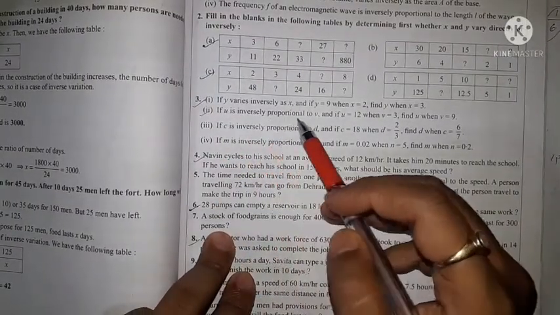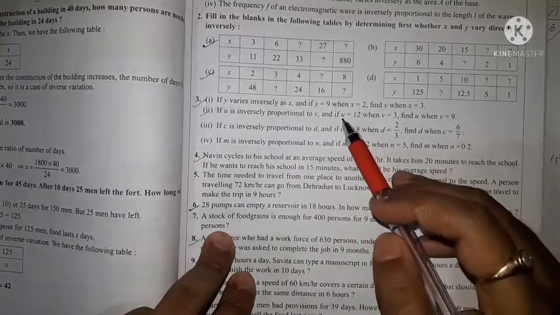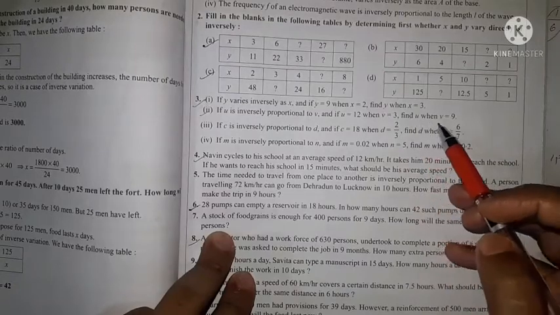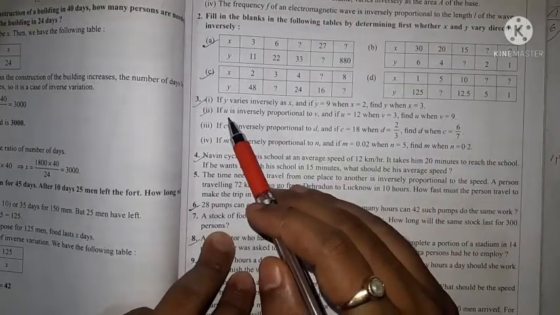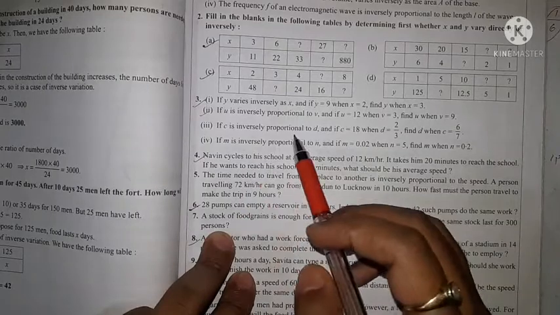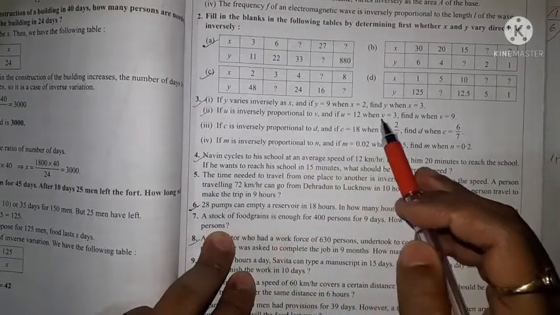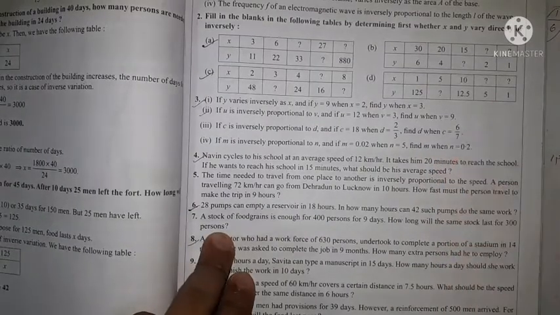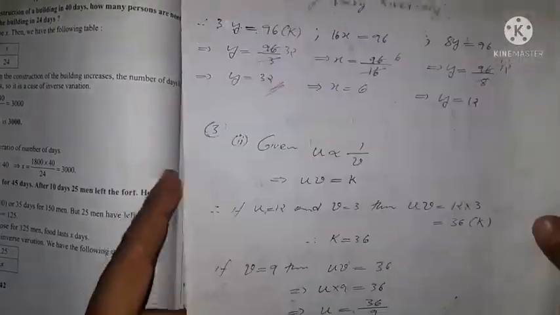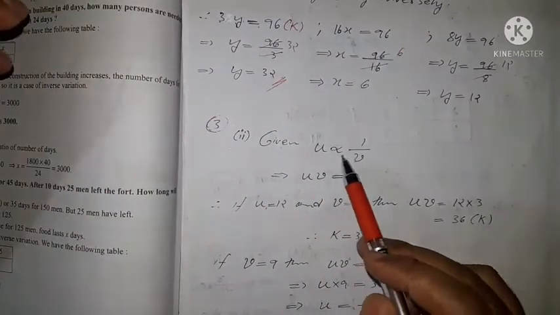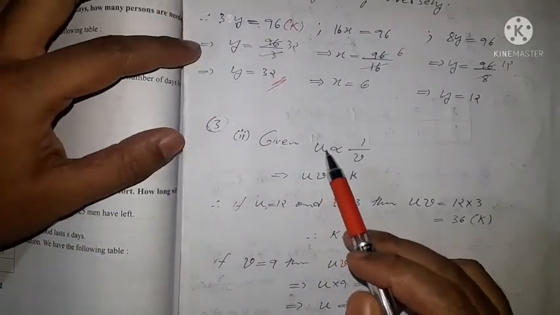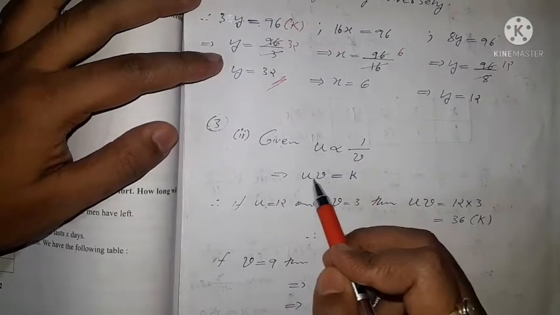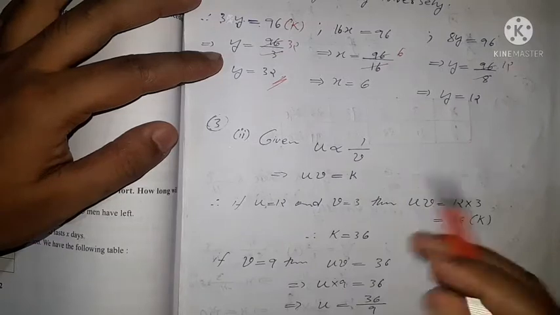If u is inversely proportional to v and if u equals 12 when v equals 3, find u when v equals 9. So it is given that u is inversely proportional to v, and the value of u is 12 when v equals 3. Similarly, we need to find the value of u when v equals 9. Since u is inversely proportional to v, we write u is proportional to 1 by v. That means u into v equals k, where k is a constant.